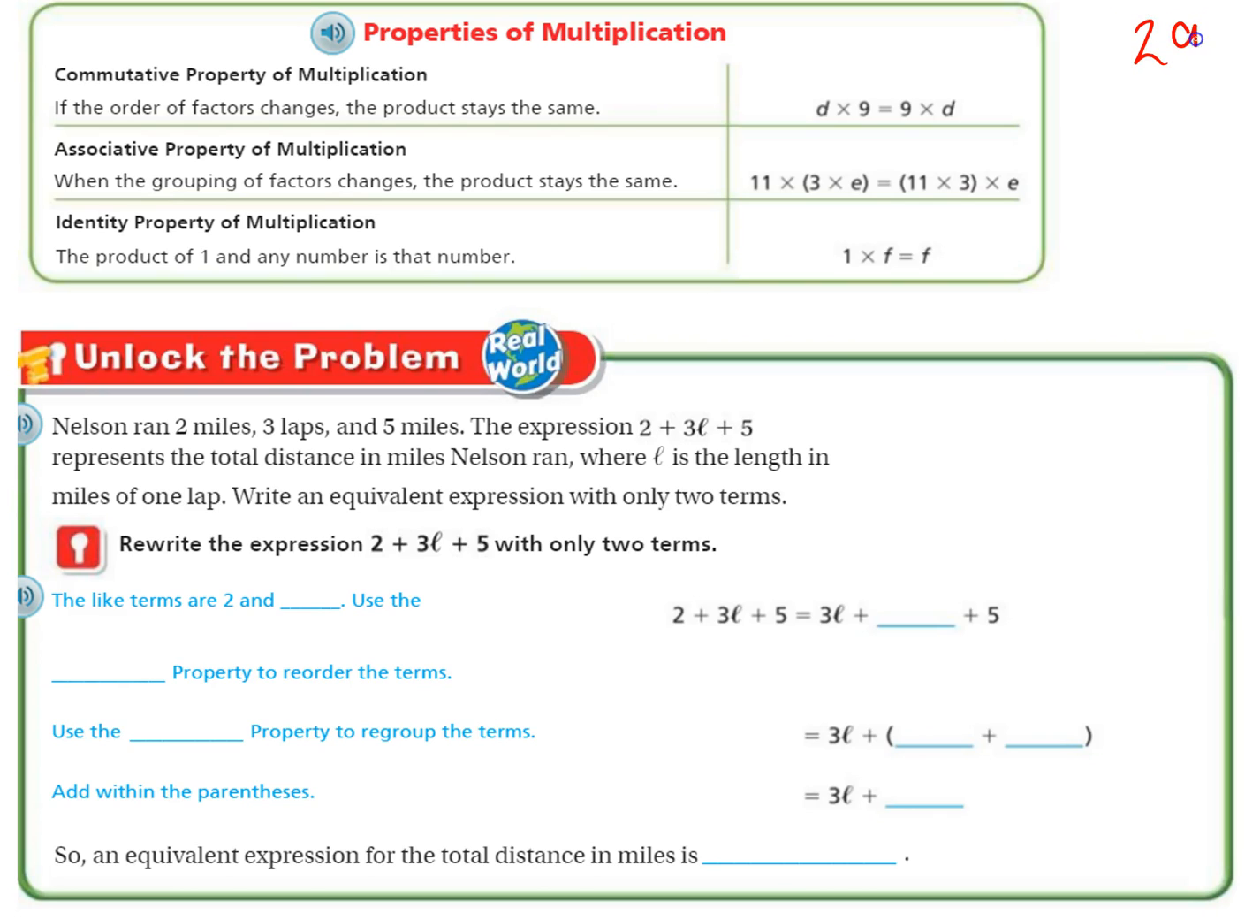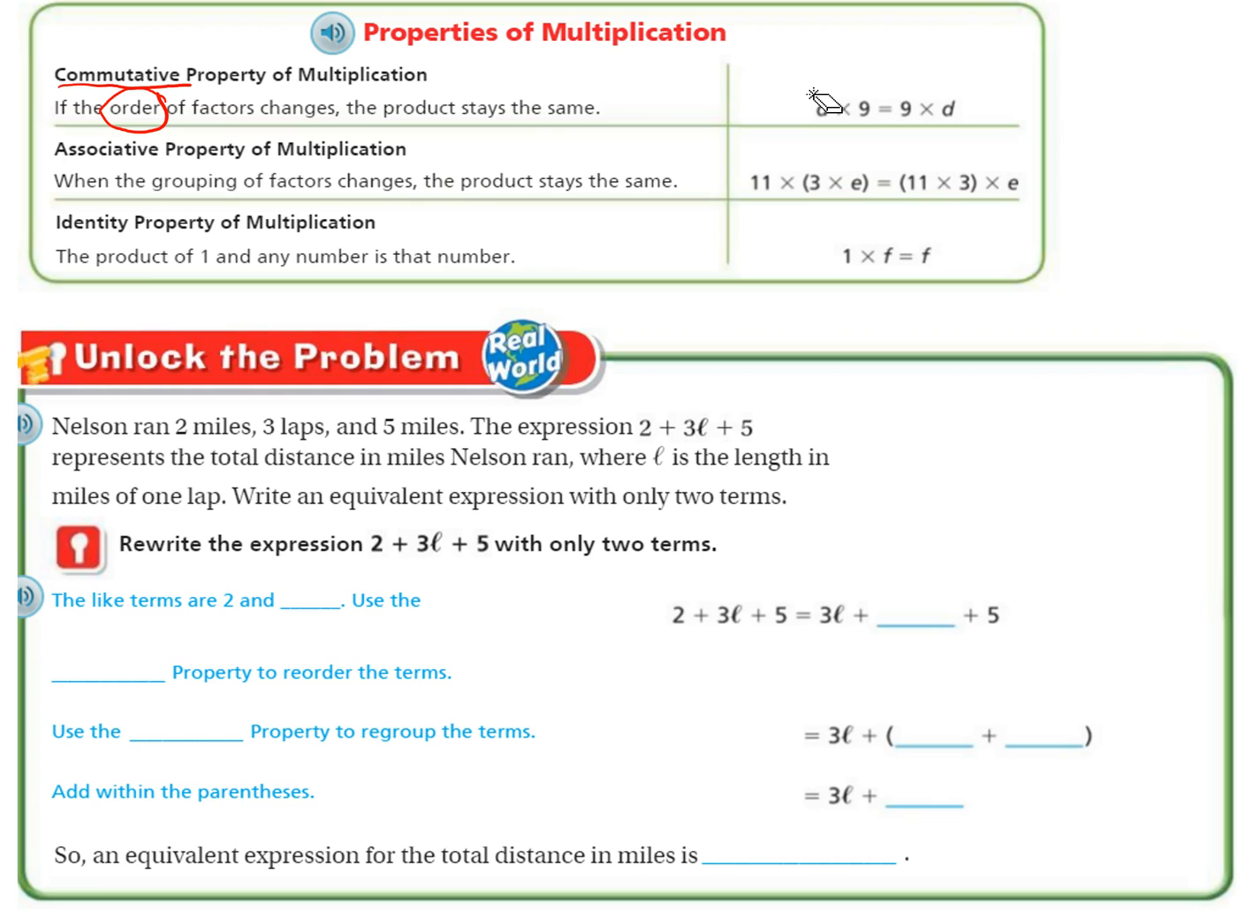All right, still on page 291, we're just going down to properties of multiplication. So the commutative property, again, just like the commutative property of addition, deals with the order of the factors. And same idea, when you're multiplying, the order of the numbers does not matter.